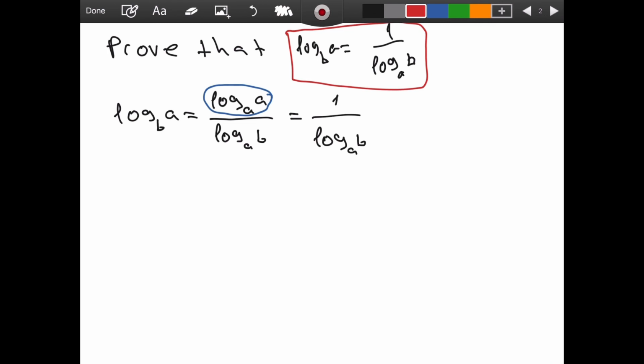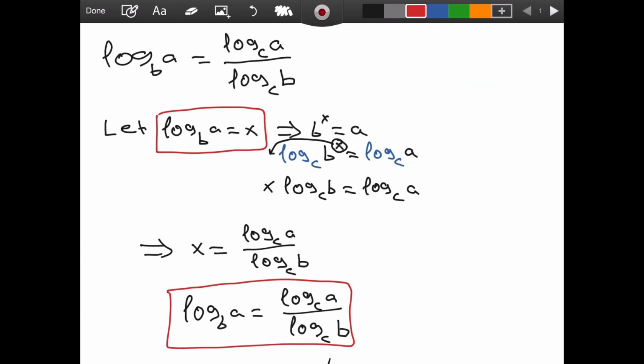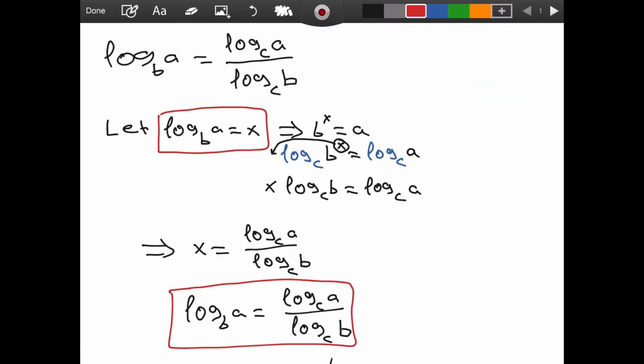And in fact, you can use the change of base formula, and you need to use it to prove even more complicated identities. And I hope to prove those identities in another video. That's why I wanted to prove the change of base formula in this video, so that we can use it to prove even more sophisticated identities in the upcoming videos.